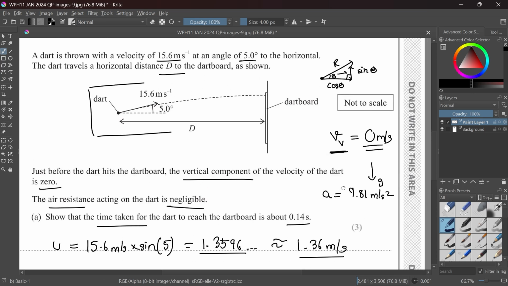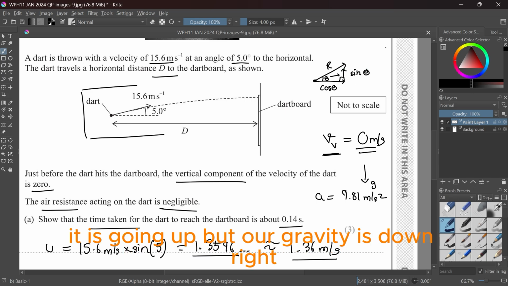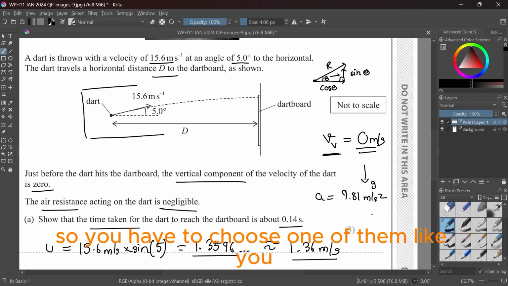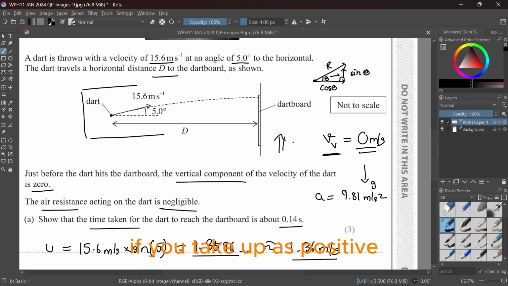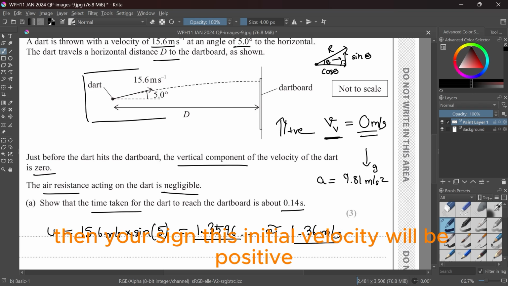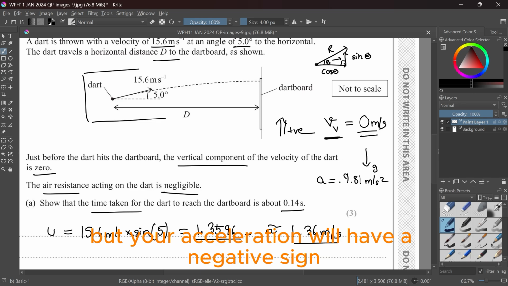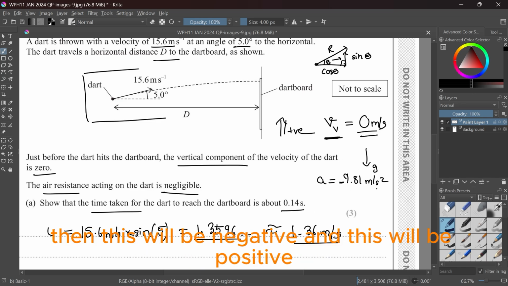Okay, as you can see, this direction is going up but our gravity is down. So you have to choose one of them, like if you want up as positive or down as negative. If you take up as positive, then this initial velocity will be positive but your acceleration will have a negative sign, and if you do the opposite, then this will be negative and this will be positive.